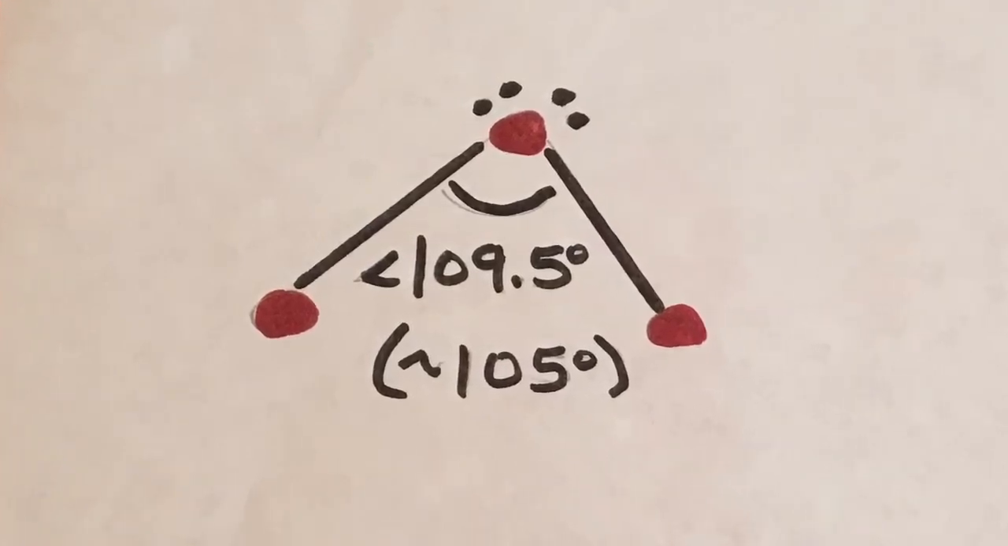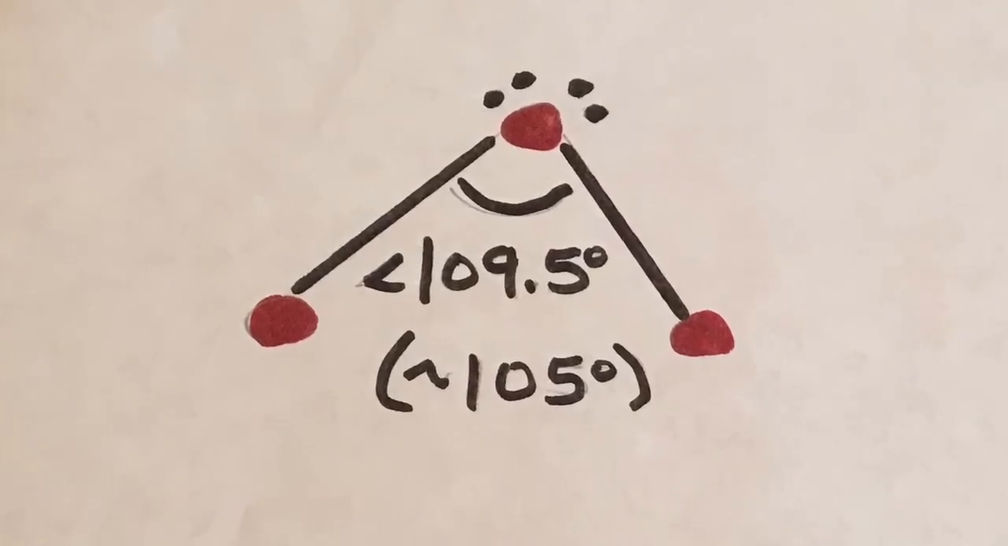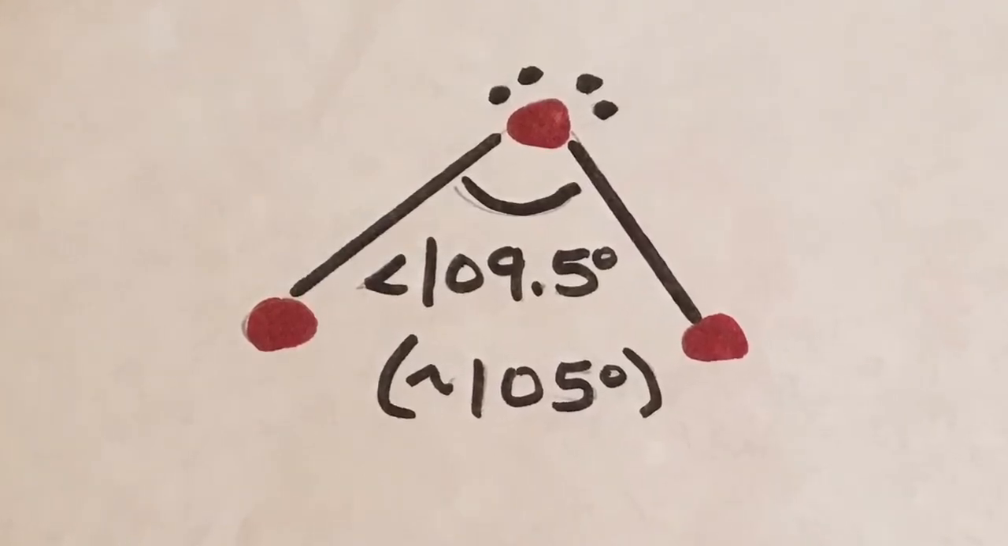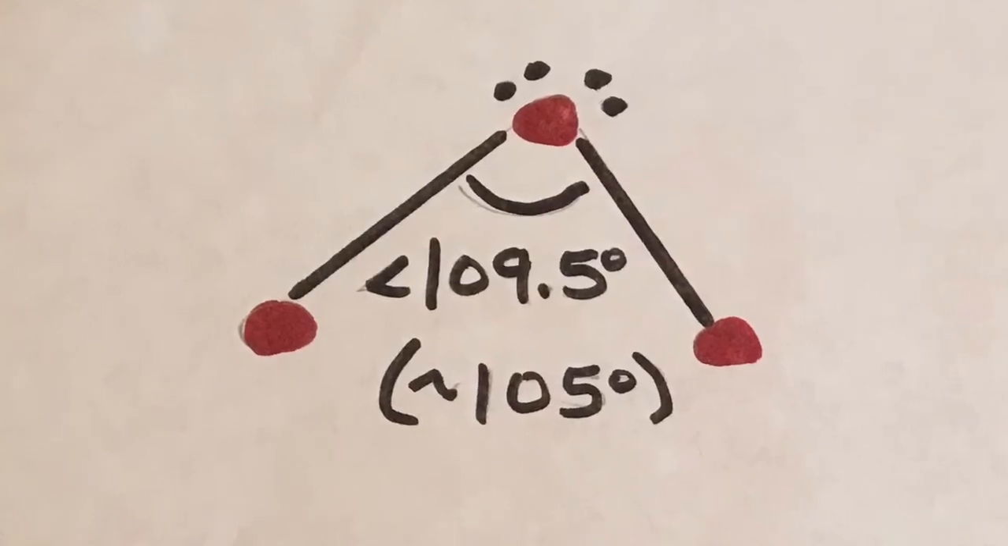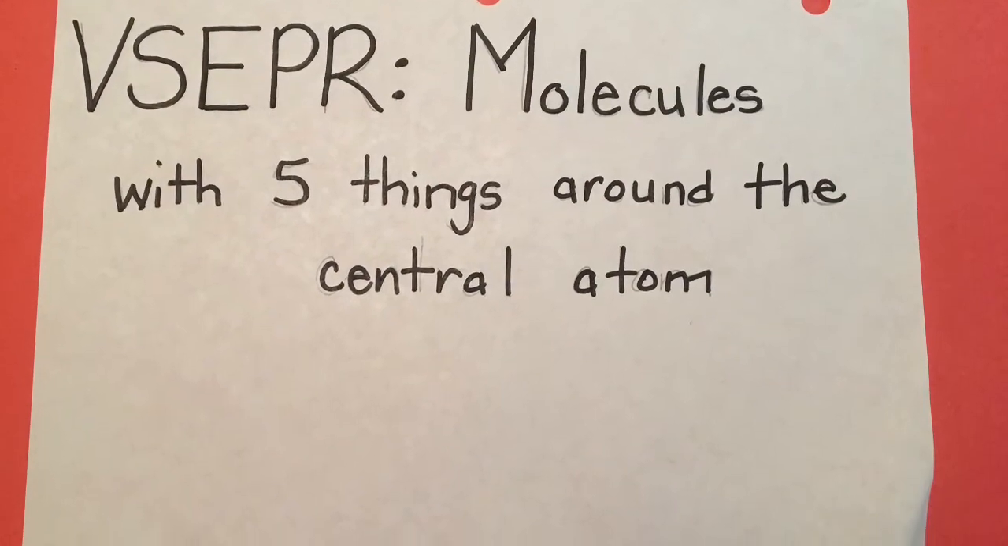As a result, these molecules will have a bent shape. The repulsion between the non-bonding pairs will result in a bond angle of 104.5 degrees. For each pair of non-bonding electrons, the bond angle decreases by 2.5 degrees. Now let's move on to when there are 5 things surrounding a central atom.